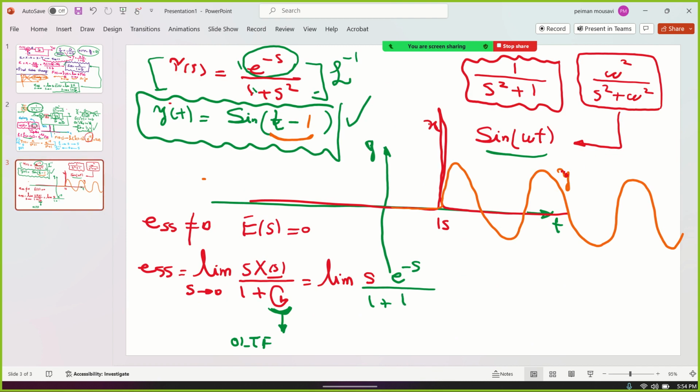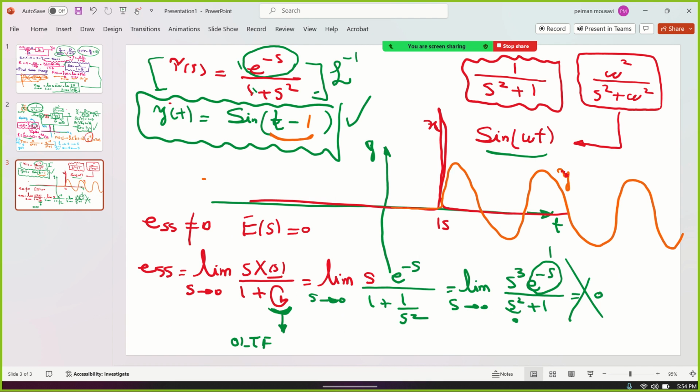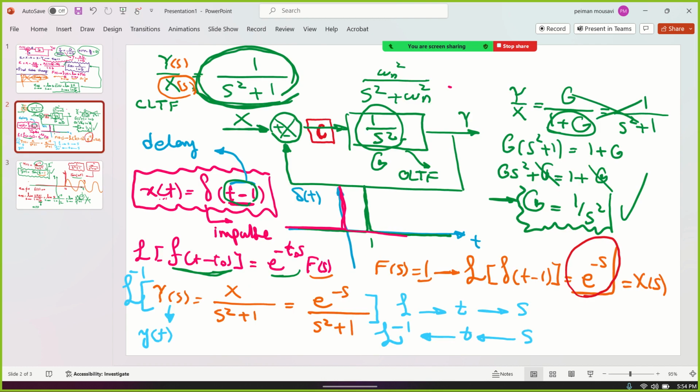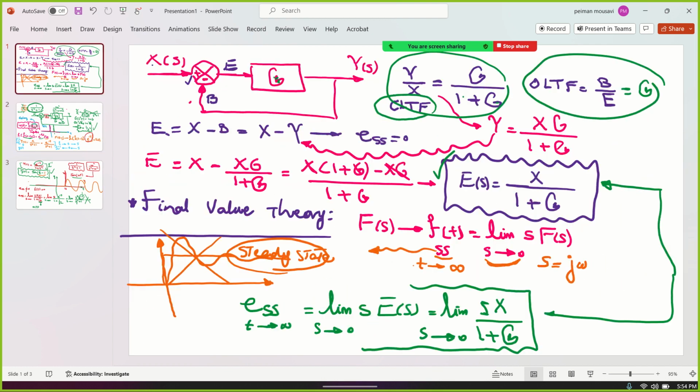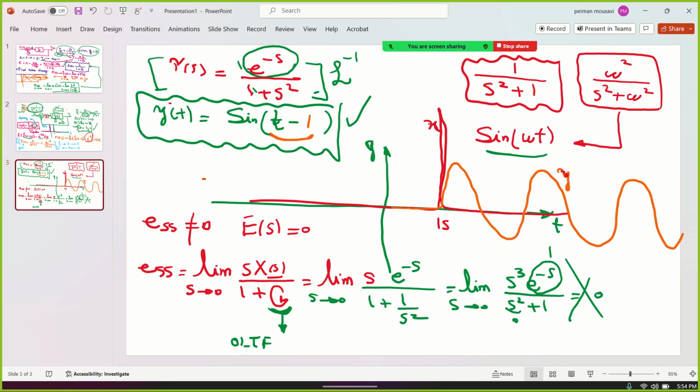So g is 1 over s squared. It's going to be the limit as s goes to 0 of s cubed e to the minus s over s squared plus 1. I just simplified. E to the power of 0 is 1. This is 0. 0 divided by 1 is 0. Oops, this is not valid because we saw by our eyes that the error signal is not 0, as I showed you today. Error signal is input minus output. Input minus output is not 0.